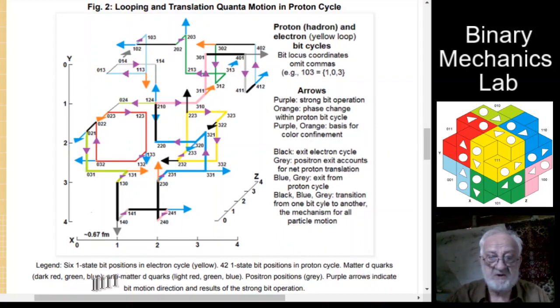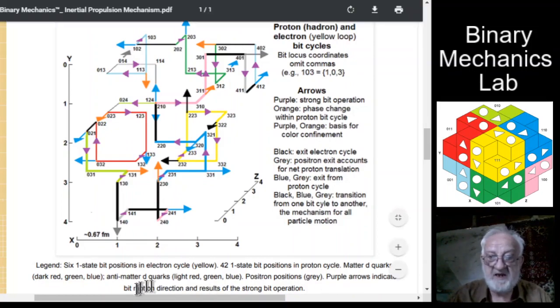Matter d quarks are the dark red, green, and blue. Antimatter d quarks are the light red, green, and blue. The positron positions are gray. The purple arrows indicate bit motion direction and results of the strong bit operation.